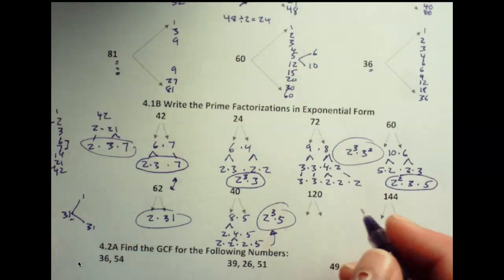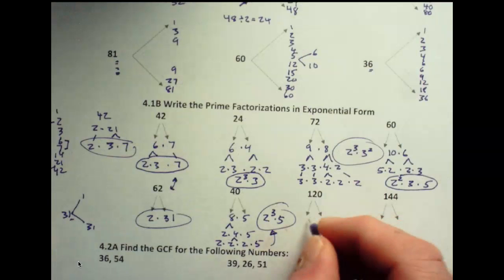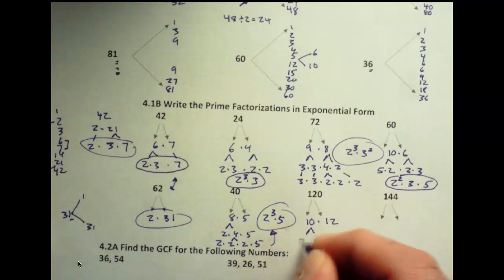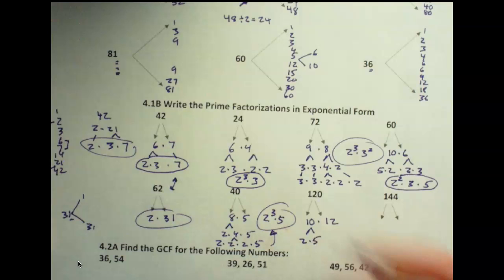120, getting big here. Let's go with what most kids would do. Most kids would do 10 times 12. This would be 2 times 5, and this would be 3 times 4. This one I can still break down into 2 times 2, so this is 2 times 5 times 3 times 2 times 2. So here's my 10, and here's 3 times 2, which is 6 times 3.